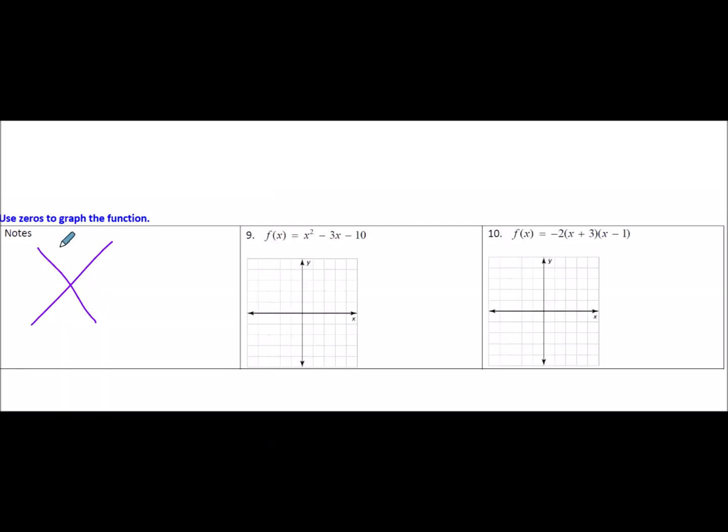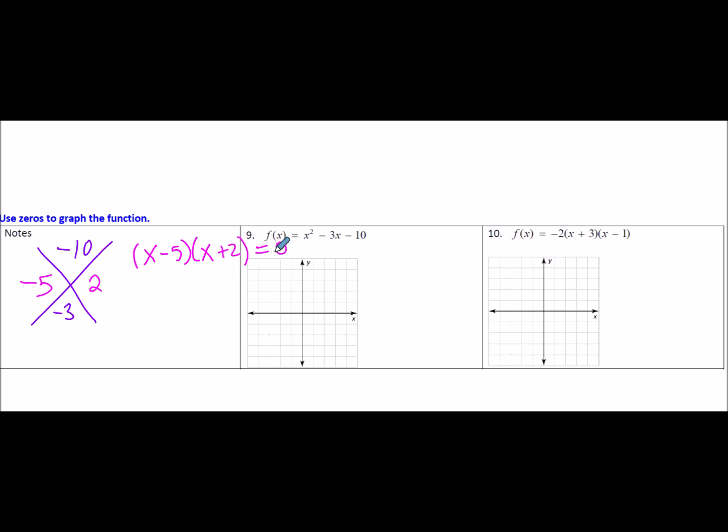A times c goes up here. B goes down here. What two numbers multiply to a negative 10 but add up to a negative 3? I hope you can think of negative 5 and a positive 2. They multiply to this negative 10 and they add up to the negative 3. Notice the a value is 1, so you don't have to worry about that part. And that means that it's x minus 5, x plus 2.